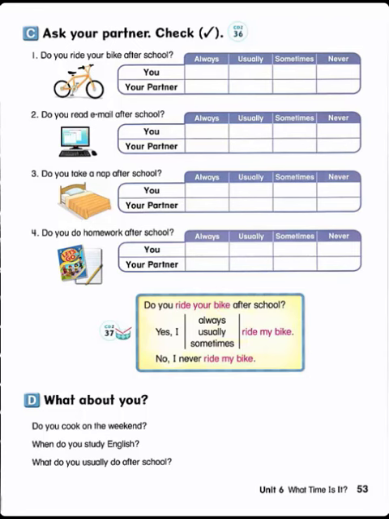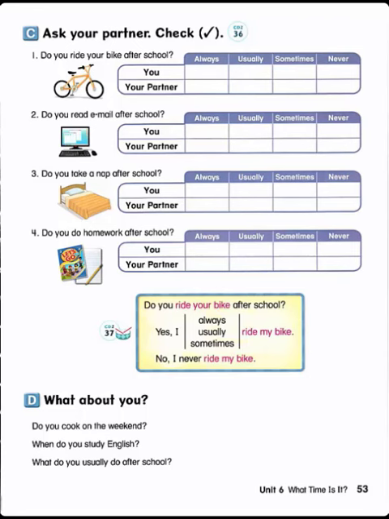Page 53. Drum track. Do you ride your bike after school? Yes, I always ride my bike. Yes, I usually ride my bike. Yes, I sometimes ride my bike. No, I never ride my bike.